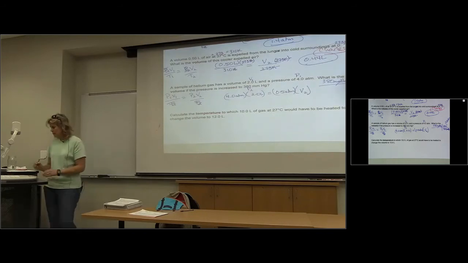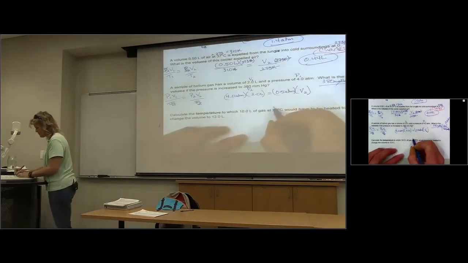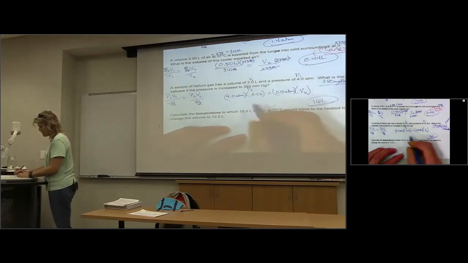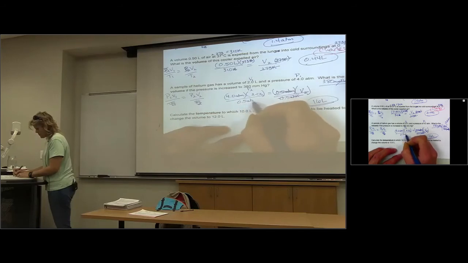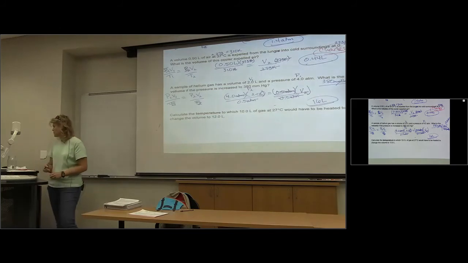What do you get for volume? 16 liter, and that is the correct significant figures. You need to go back to original numbers to look at significant figures, and that's where the 2 came from. Yes or no?